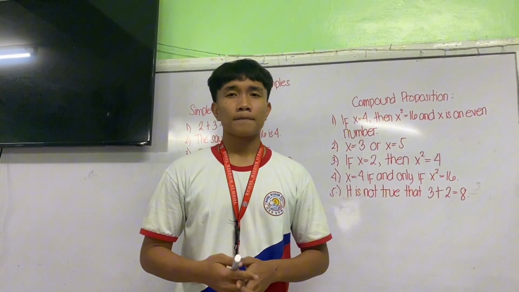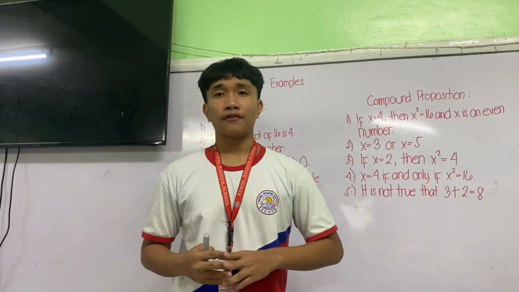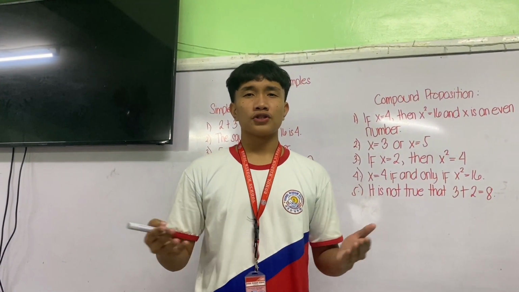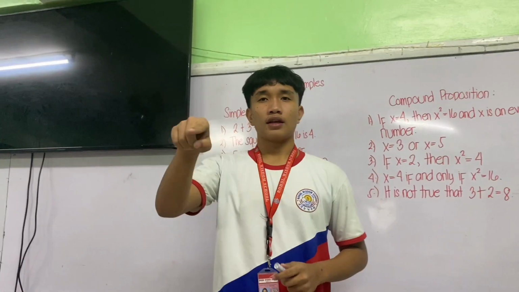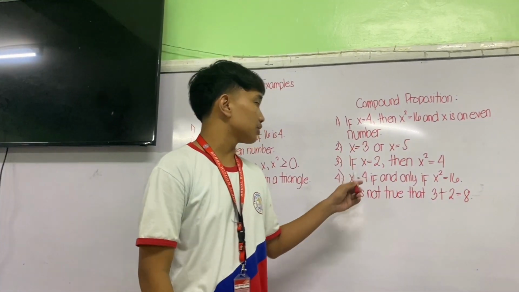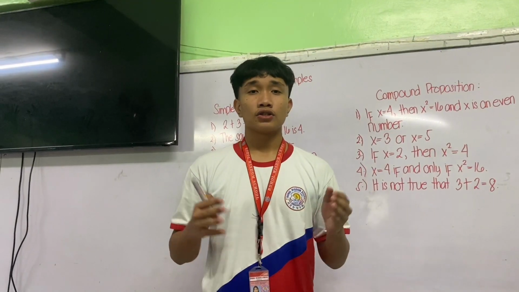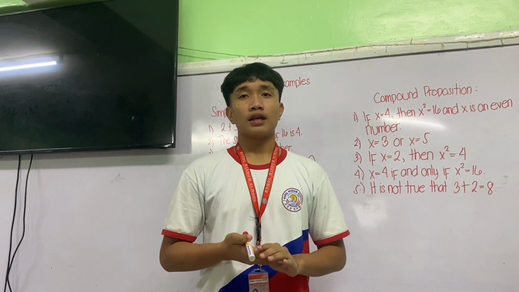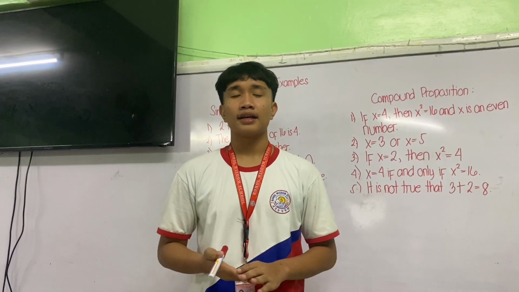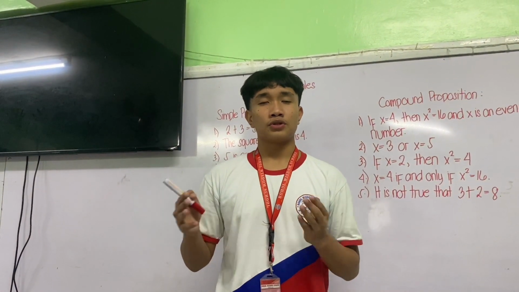So the next one is biconditional. It is called 'if and only if'. A biconditional is true if both parts are either true or false together. The symbol is ↔, and it is read as 'if and only if'. So the example is x equals 4 if and only if x squared equals 16. The truth value is true. The explanation is, this is true because x equals 4 implies x squared equals 16 and x squared equals 16 implies x equals 4. Both parts are true together.